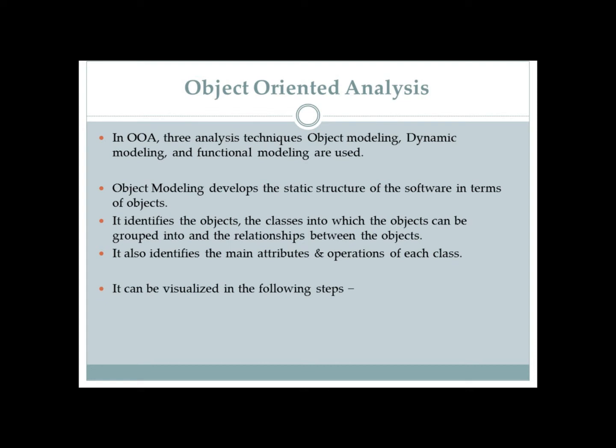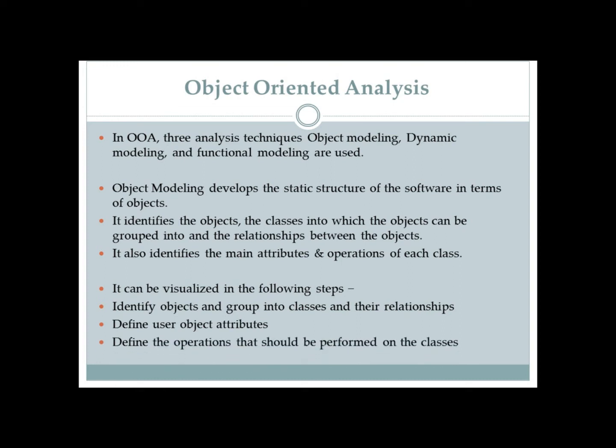This object modeling technique can be visualized in some steps, which are: it helps in identifying objects and grouping them into classes with their relationships, then defining the user, objects and attributes, and at the last defining the operations that should be performed on the classes. With these steps, it helps in combining or reviewing the glossary regarding object-oriented analysis.